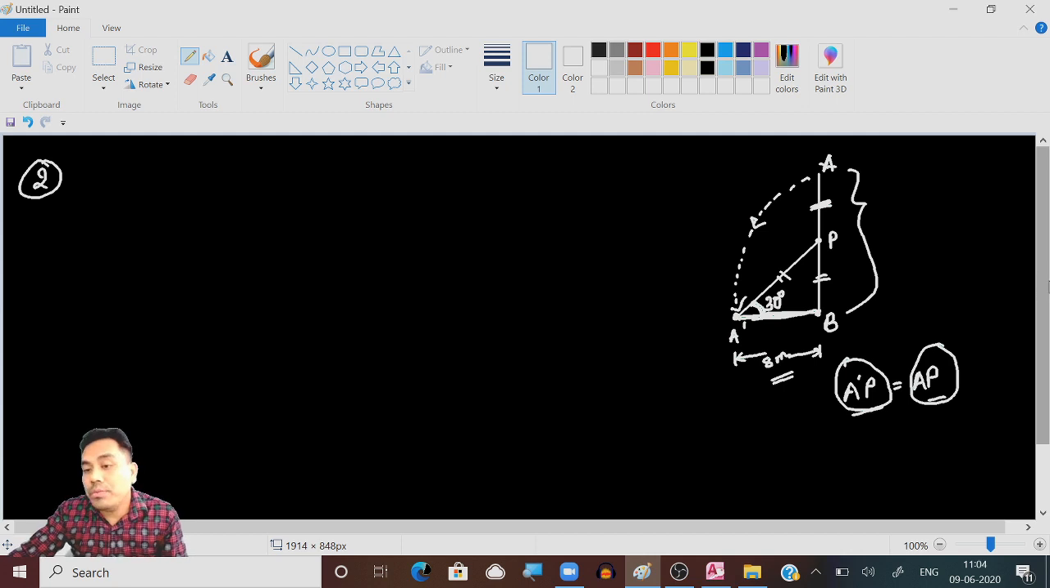So now what we will do, we have to find out AP as well as BP, and add the values. You will get the whole length of the tree. So now let us find out.